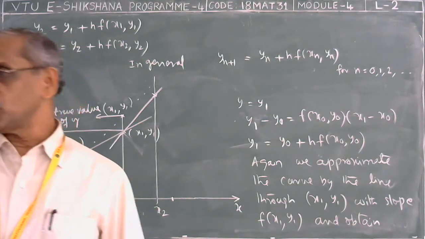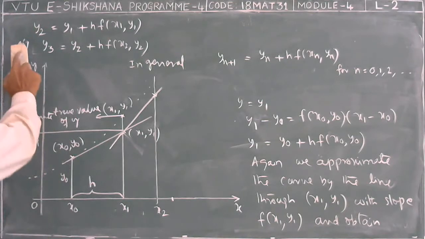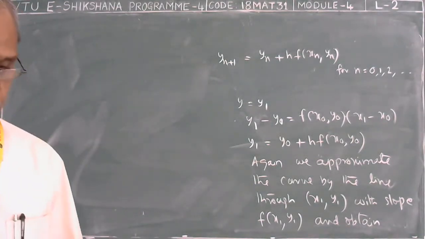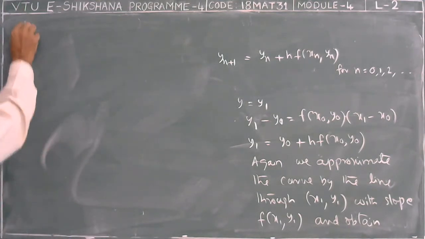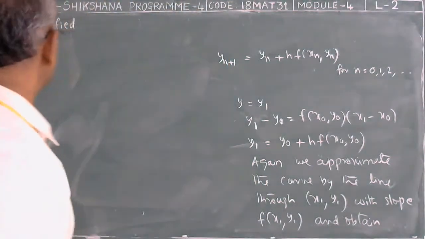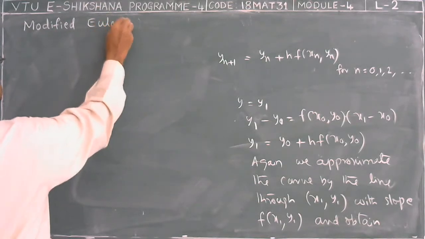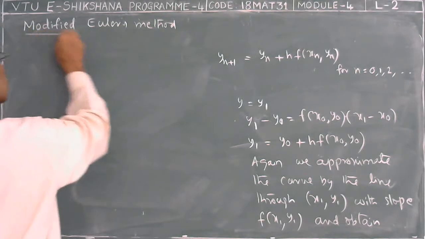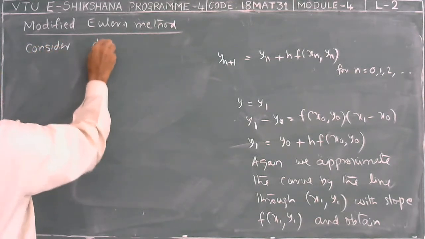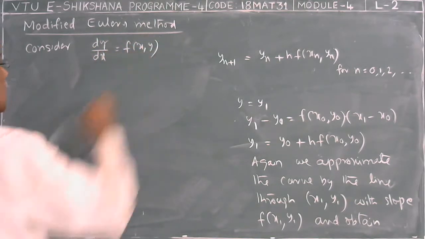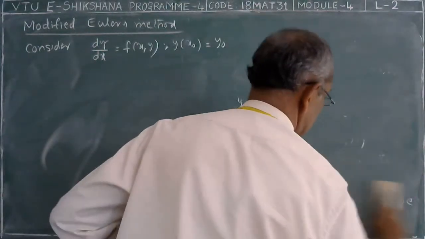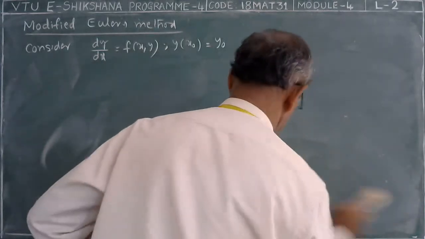So modified Euler's method is an improvement made over this. So let me consider now the modified Euler's method. In your syllabus, only this is prescribed. This is only the prerequisite to study modified Euler's method. Again, we use this method to solve the first order differential equation of the form dy by dx is equal to f of x comma y, with given initial condition, y is equal to y0 at x is equal to x0.